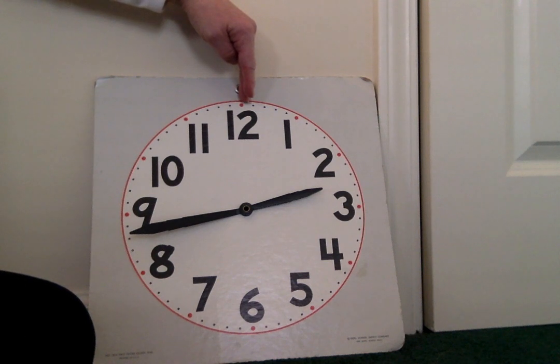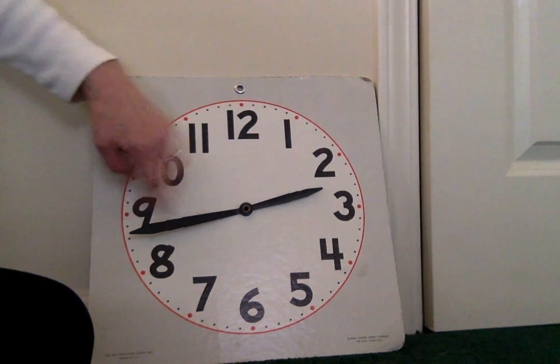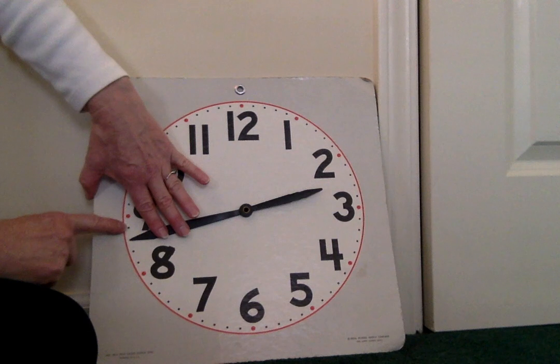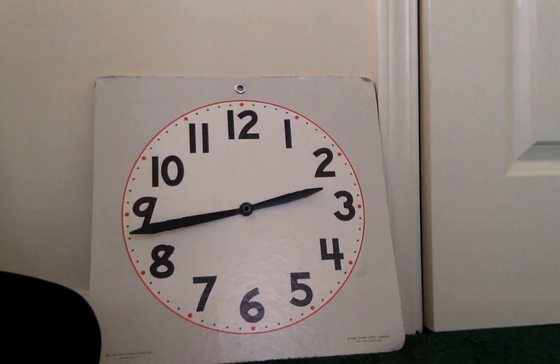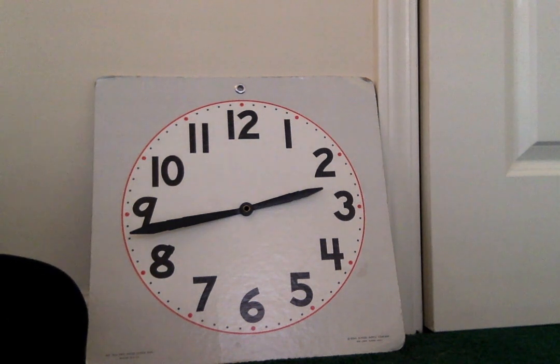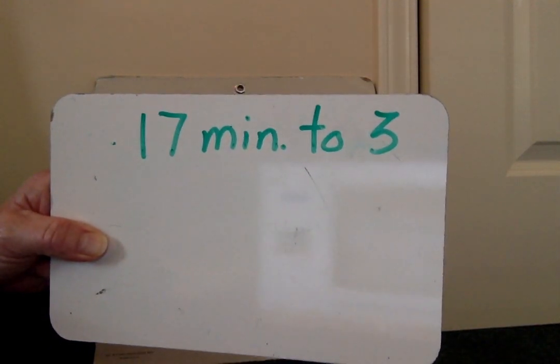So now we're going to count back. 5, 10, 15, 16, 17 minutes until 3. 17 minutes to 3. Can be written like this, 17 minutes to 3 or before 3.